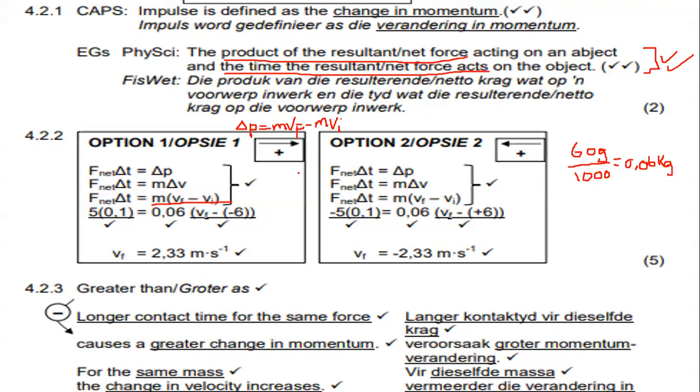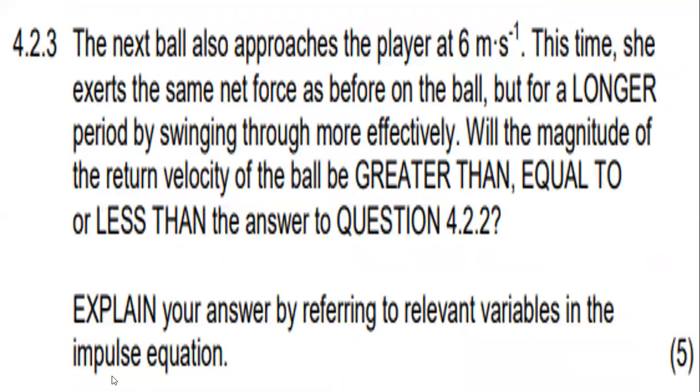Now, let us go into question 4.2.3. Now they tell us the next ball also approaches the player at 6 meters per second. In other words, this is still VI. This time, she exerts the same net force as before on the ball. Now, what was the net force before? The net force before was 5 newtons. Okay, so the tennis ball is still coming at 6 meters per second. The net force that the racket exerts on the tennis ball is still 5 newtons.